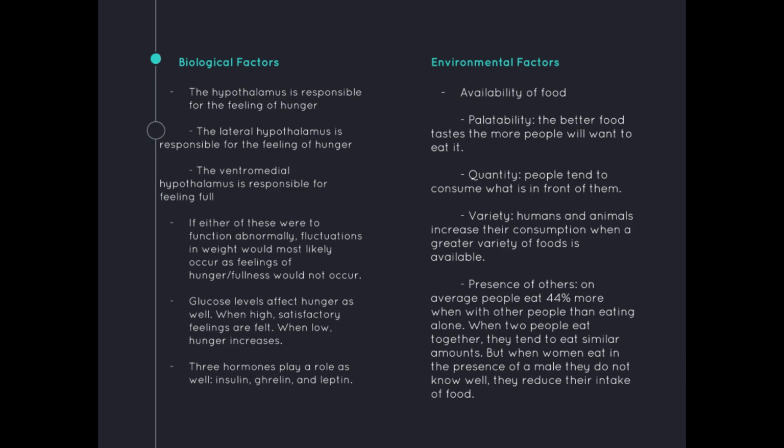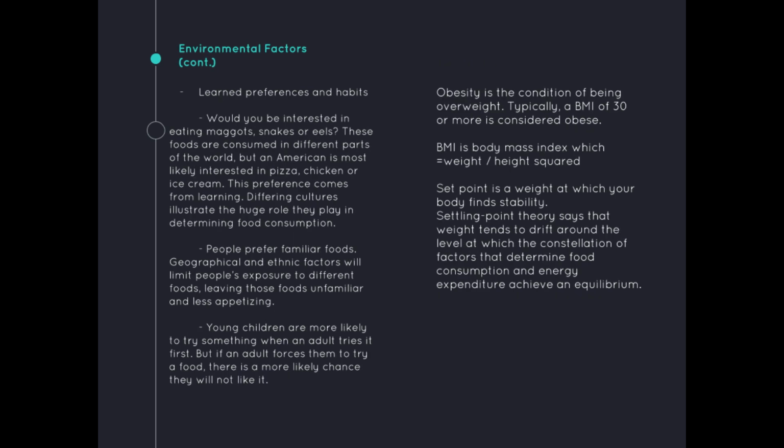And also the presence of others. Now, social eating is a very big problem, and you're going to see that in this statistic. On average, people eat 44% more when eating with other people than eating alone. That could be a great factor for the motivation of hunger and eating more. And when two people eat together, they tend to eat similar amounts. So you can equate that to like a date. You don't want to eat more than your date. And also, when women eat in the presence of a male that they don't know very well, they reduce their intake. More environmental factors. Learn preferences and habits.